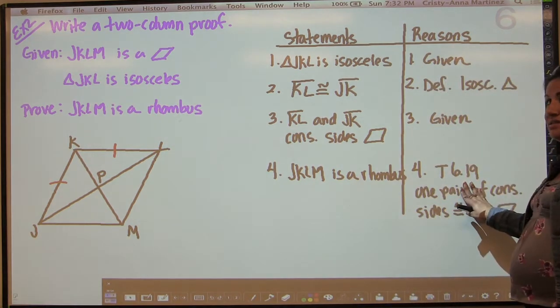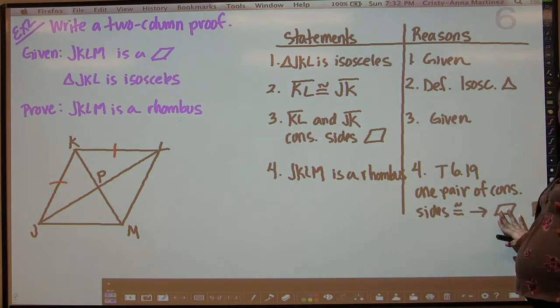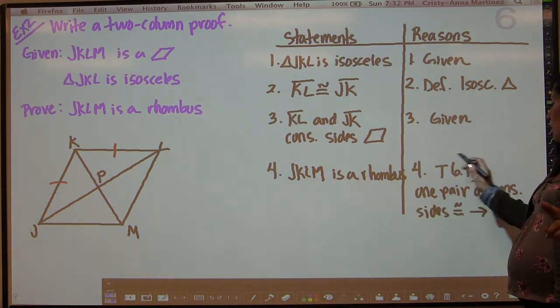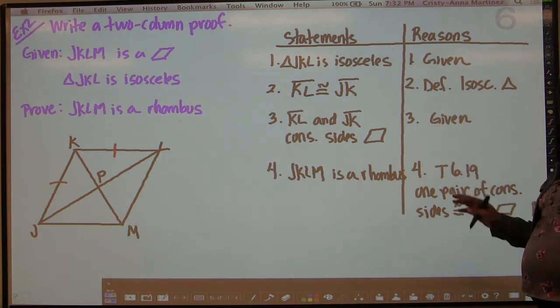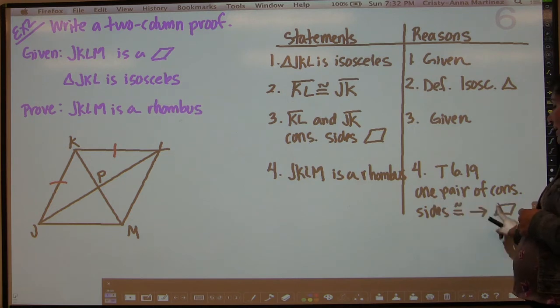And the reason is technically Theorem 6.19, but I wrote it out here because most of the time we don't want to put numbers as our reasons, because every book is different and has it labeled slightly differently. So it's better for you to actually write it out. So what I put is one pair of consecutive sides congruent implies rhombus. Okay? So I should probably not put implies parallelogram, I should put implies rhombus.